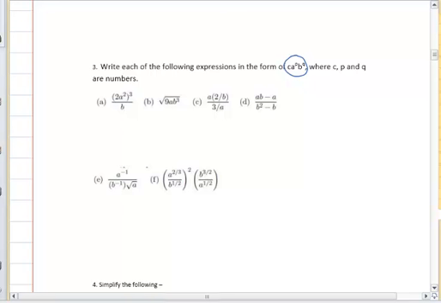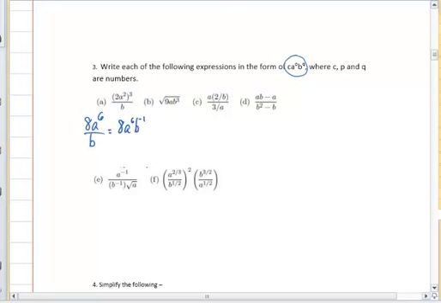So in the first one, I'm just going to work through it so you don't have to listen to my voice too long. 2 cubed is 8. A squared cubed is a to the 6th, and that's all over b. But they wanted it in this form where a and b were in the numerator, so I'm going to have to rewrite this as 8 a to the 6th, b to the negative 1st.